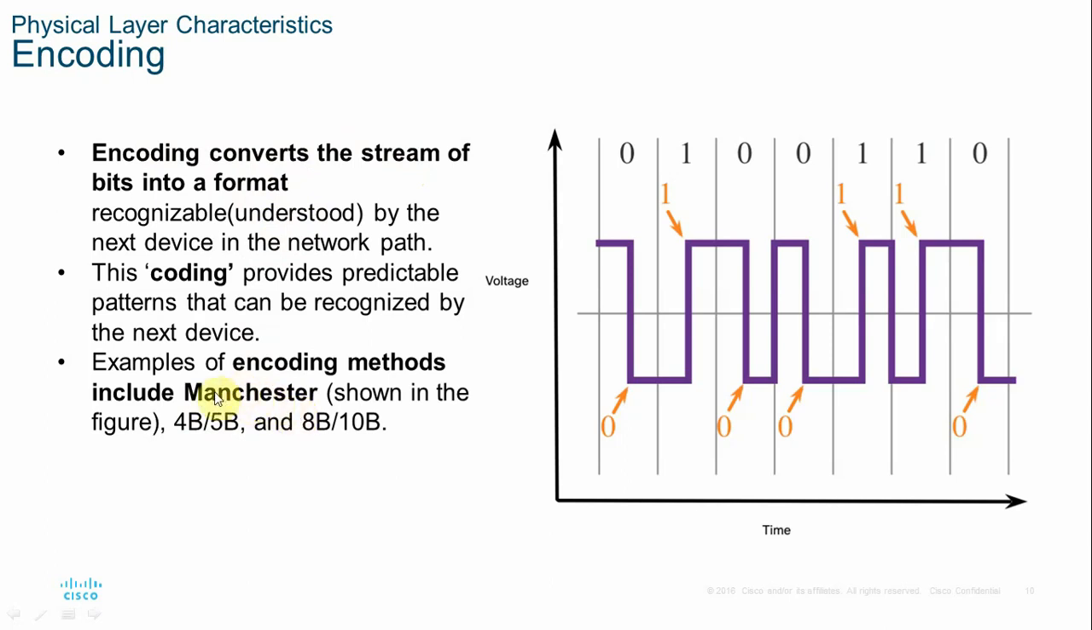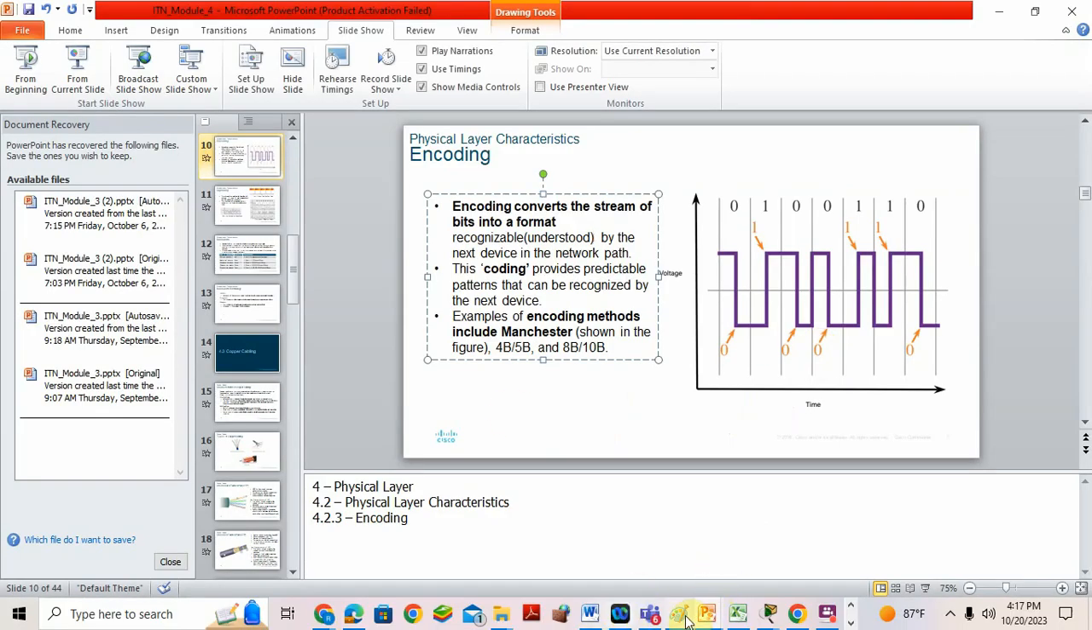Manchester encoding. Okay, encoding converts the bits into a format. Then the encoding method example is Manchester. Then how this 0 1 0 0 is converted with this method, I will show you. Okay, so here I have a line.